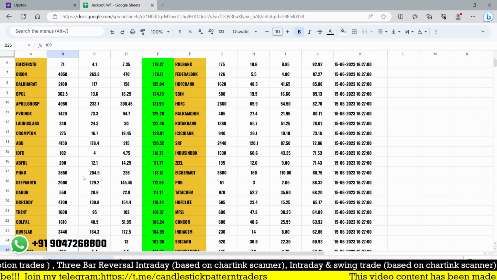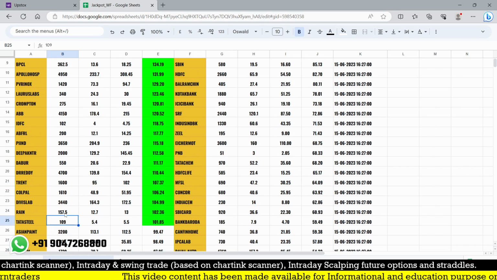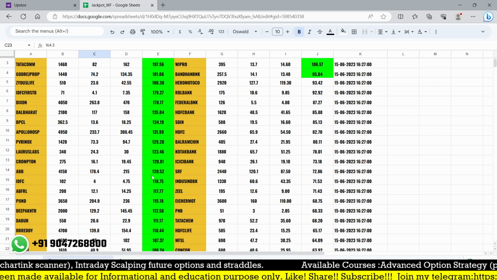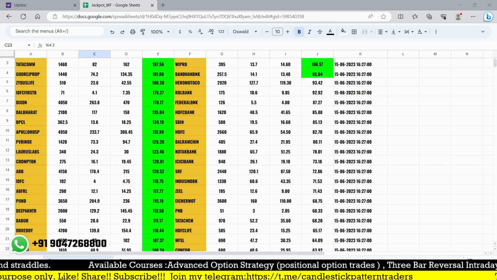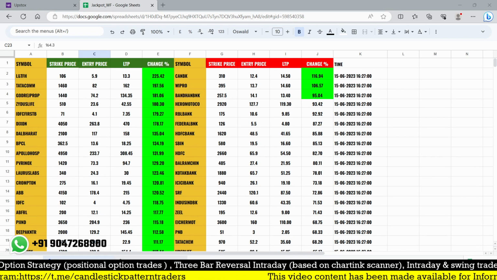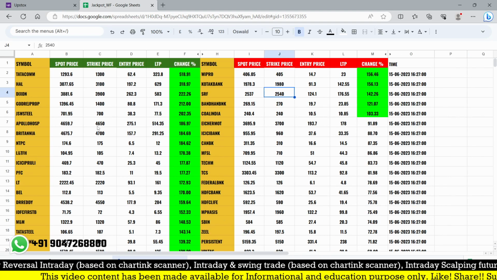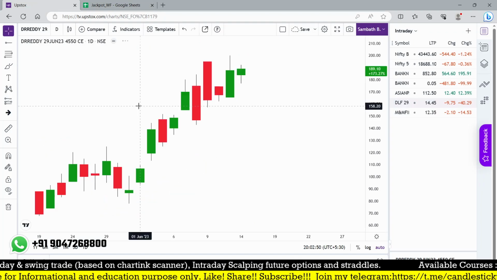And one more trade which we have taken, I think Divi's Lab. It's about Divi's Lab. This one I will tell you one more trade. One of the students also has taken the trade in a live market. I think Dr. Reddy 4550 call option, maybe monthly or weekly. So let me check 4550. I think last week, Dr. Reddy 4550. That should be the call option.